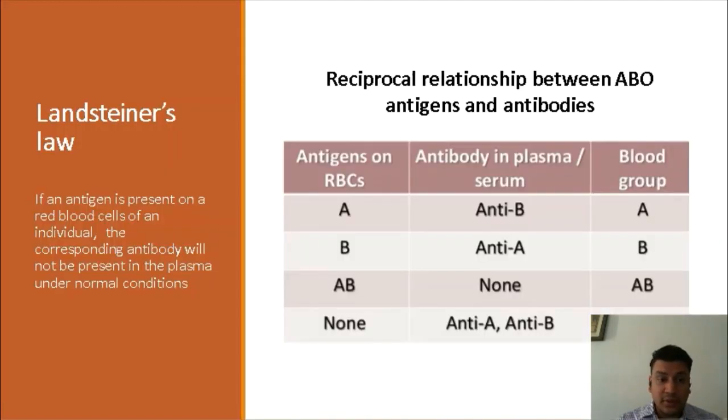Moving on, we should know the Landsteiner law, which states that if an antigen is present on the red blood cell of an individual, then the corresponding antibody will be absent under normal condition. Simply stated, if an antigen like A antigen is present on the red cells, then the antibody in the plasma will be anti-B and not anti-A. Similarly, in individuals with B blood group, the antigen on the RBC will be B and antibody will be anti-A.